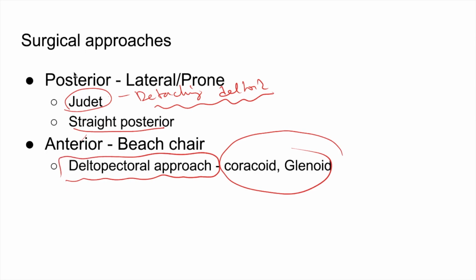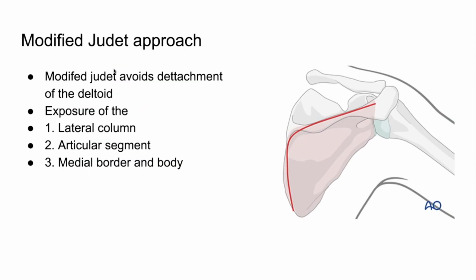So the main approach for the posterior or most of the scapula, including the posterior part of the scapula and the scapular body and neck, is the modified Judet approach. The modified Judet approach avoids detachment of the deltoid. It exposes the lateral column for us, the articular segment, that is a posterior glenoid, medial border, and the body.